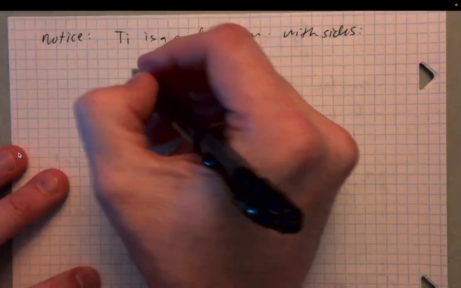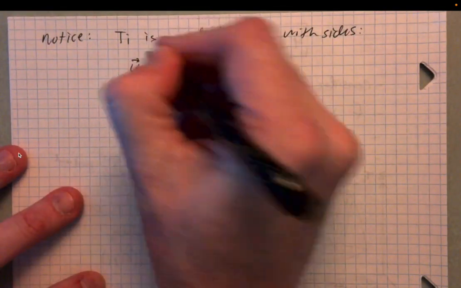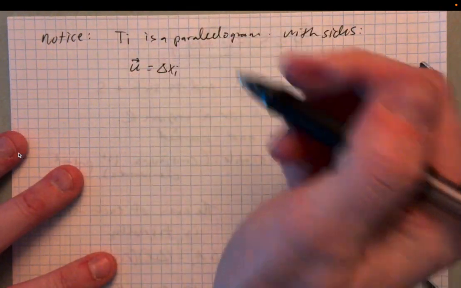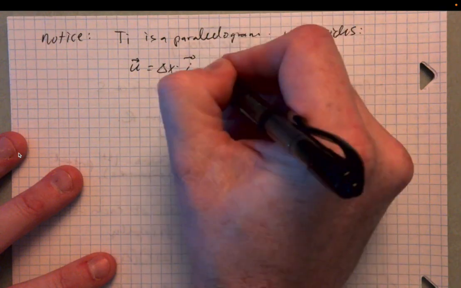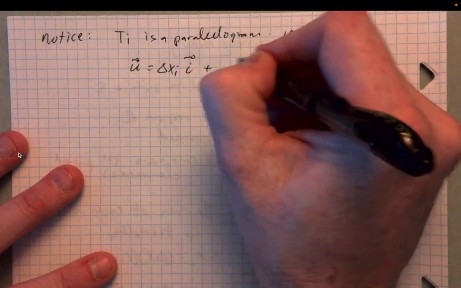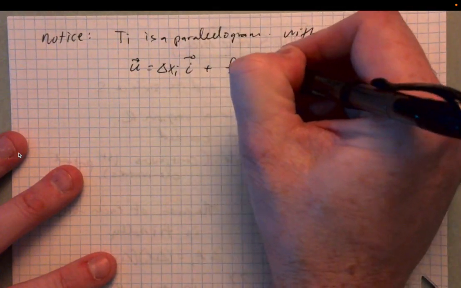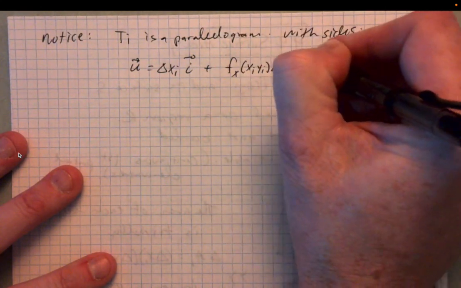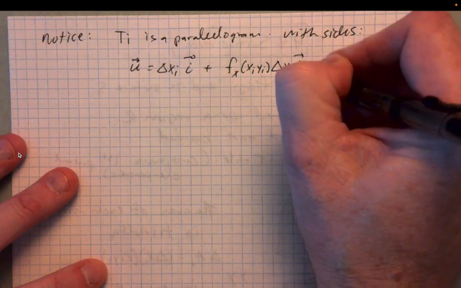Right, the sides of the parallelogram can be identified. We'll call one of them U, and it's going to be equal to delta xi in the i direction plus f sub x at (xi, yi) delta xi in the k direction.